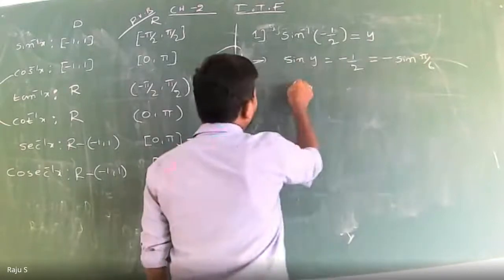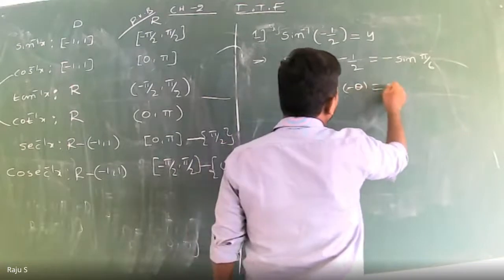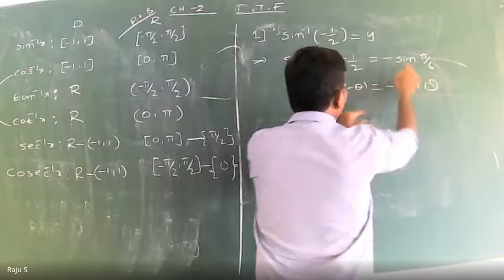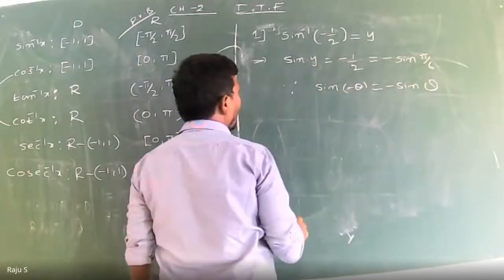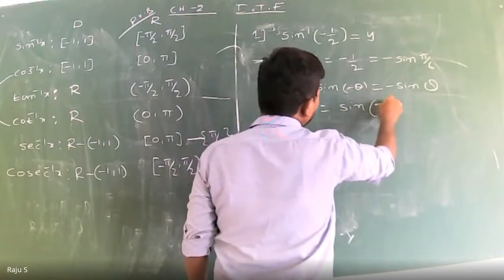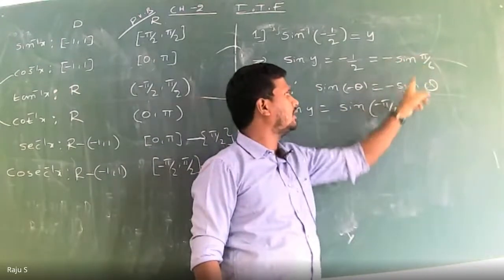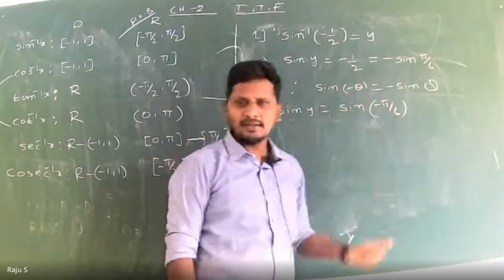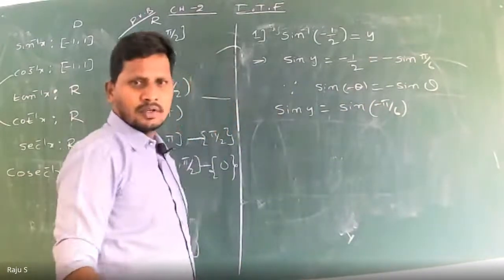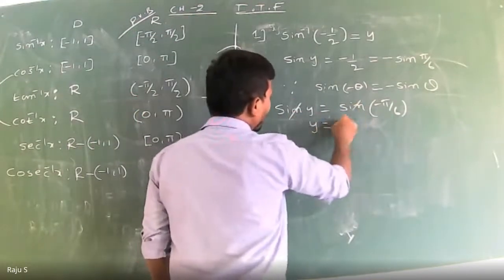Since we know that there is a property like sine of minus theta is equal to minus sine theta. Shall I write minus of sine pi by 6 as sine of minus pi by 6 by applying this property? It is in the form of minus sine theta. It can be written as sine of minus theta. Now you can cancel this sine. y is equal to minus pi by 6.